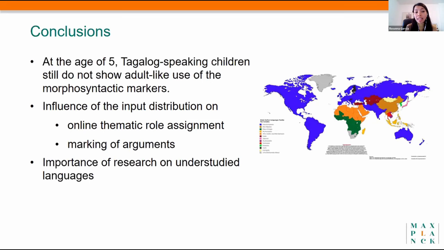So overall, I would just like to say that at the age of 5, Tagalog-speaking children still do not show adult-like use of the morphosyntactic markers. But I'm not saying that they cannot use these in daily life. Children who had MLU greater than 2 in our corpus already show the use of some markers. But it seems that given more processing load, they still do not perform like adults.